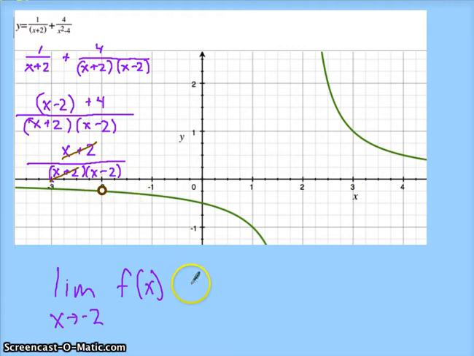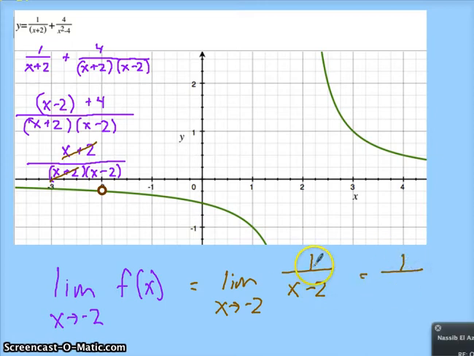So now the limit simply becomes the limit as I approach -2 of 1 over x minus 2, which is 1 over, okay, does the limit of 1 exist as I approach -2? Yes. Does the limit of this exist? Yes.